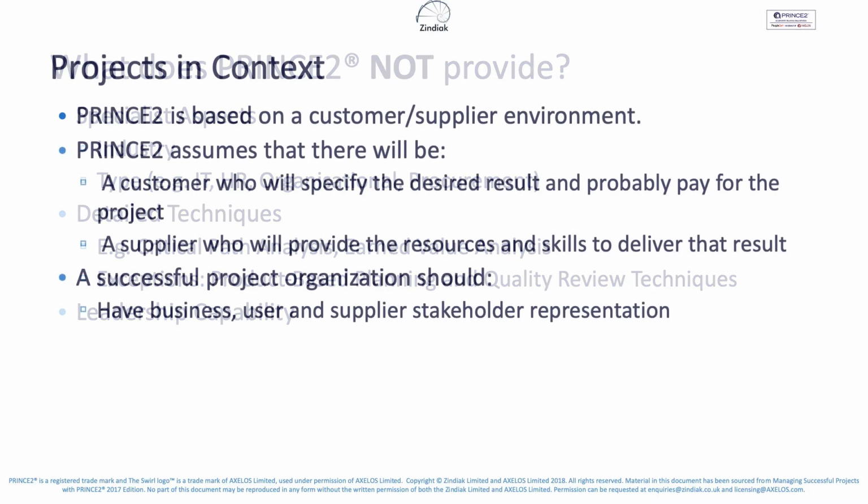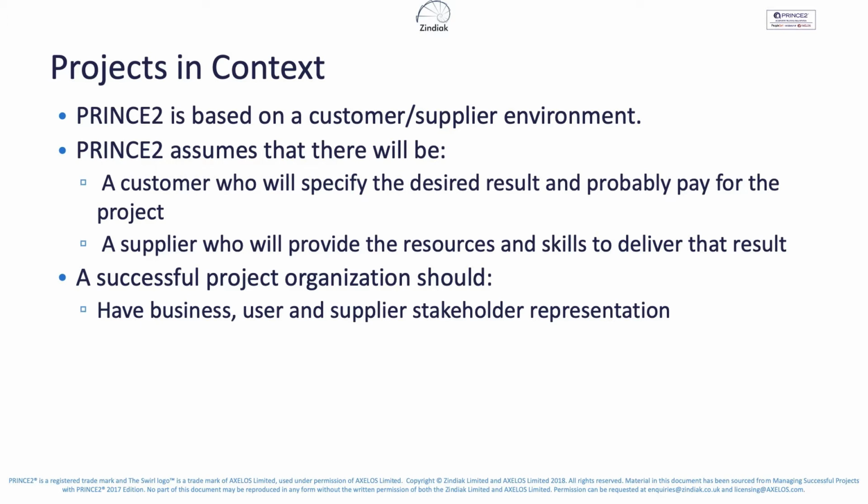It's important we understand the context within which projects exist. PRINCE2 is based on a customer-supplier environment. That is, PRINCE2 assumes there will be a customer who will specify the desired result and probably pay for the project, and a supplier who will provide the resources and skills to deliver the result. A successful project organisation should have a business, user, and supplier stakeholder representation. These 3 roles together form the project executive, and we'll see how they direct the project as we move through the course.